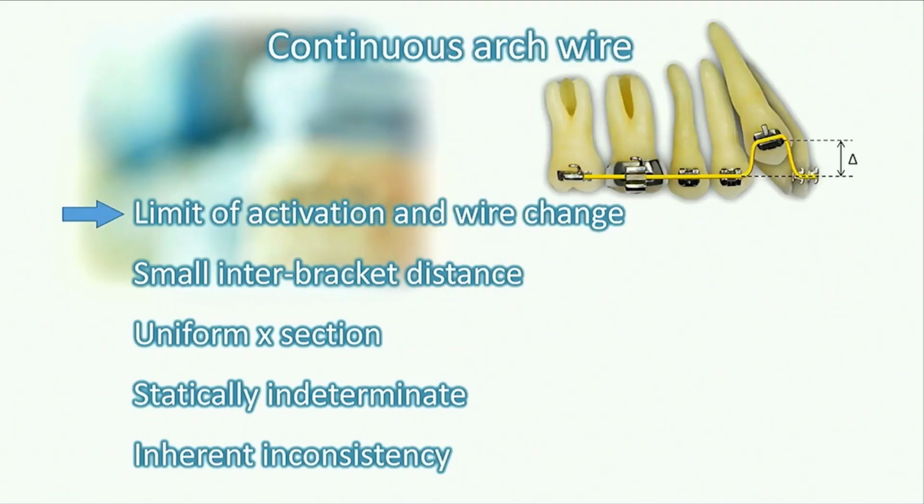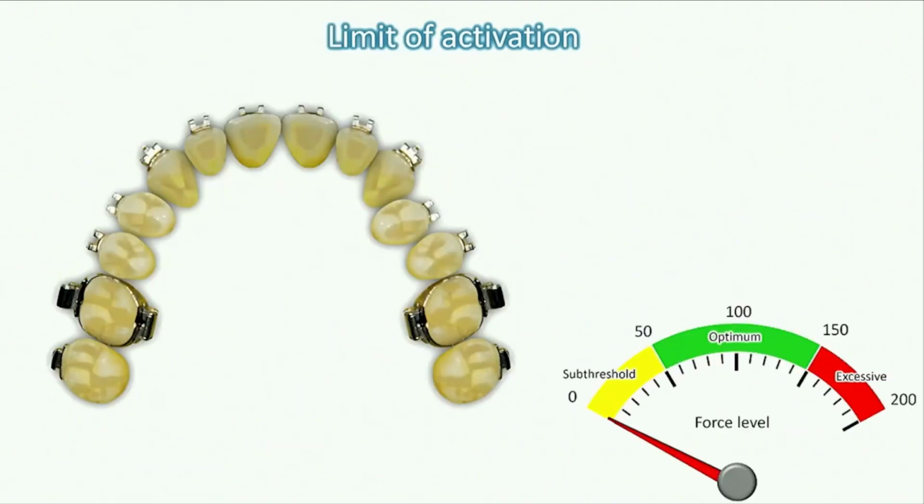Once the brackets are bonded to the crowded teeth, the amount of activation of wire is determined based on the position of the bracket slots and cannot be altered, and the wire needs to be replaced with a stiffer one sequentially. Let's do a simple thought experiment. In this simple crowding case, for example, a wire is inserted and activated.